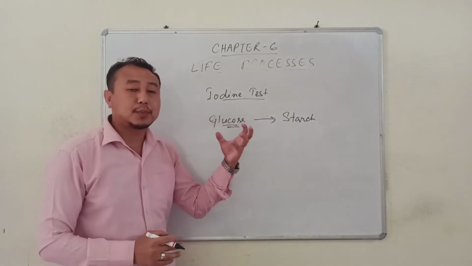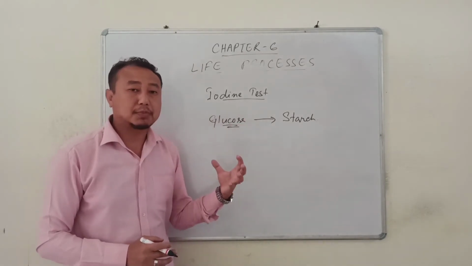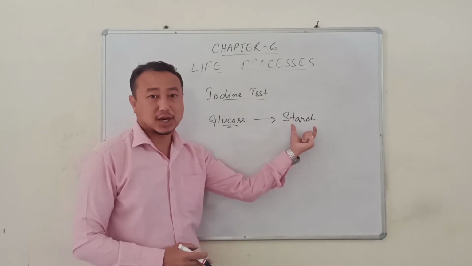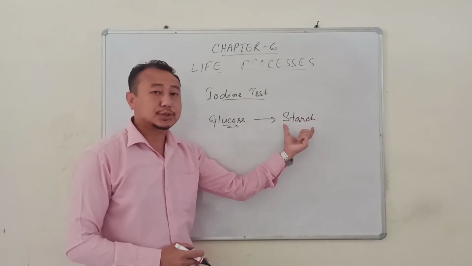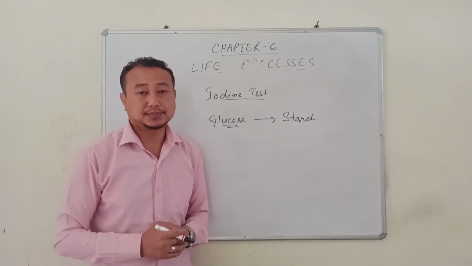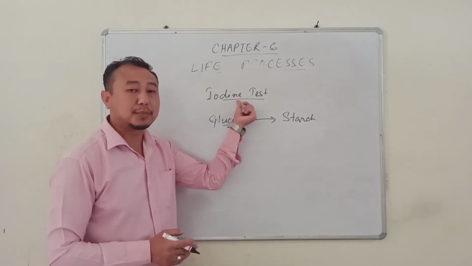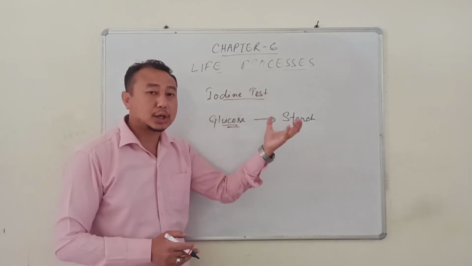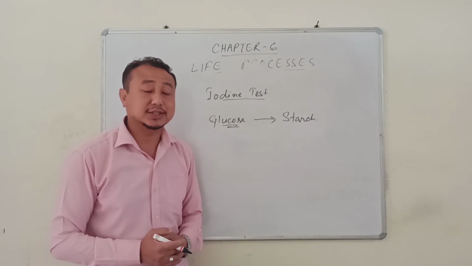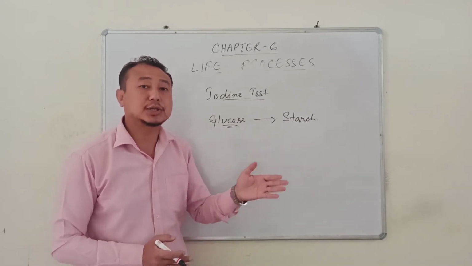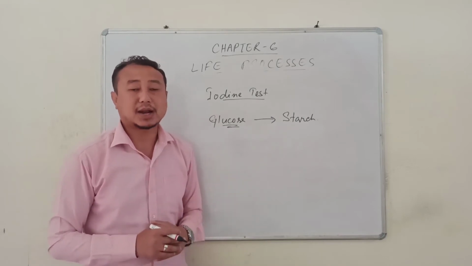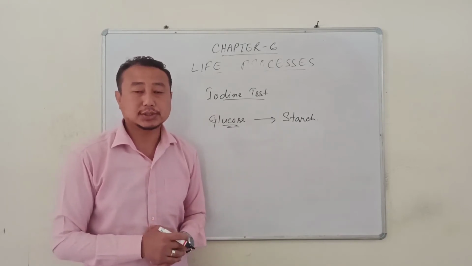So if a plant performs photosynthesis, then the green portion of the plant will contain this starch. When this starch is mixed with iodine, it changes into blue-black color. So when we perform this iodine test on the part of the plant where we think photosynthesis is performed, and if the color of that part changes into blue-black after this test, then we can say that that part of the plant has performed the process of photosynthesis.